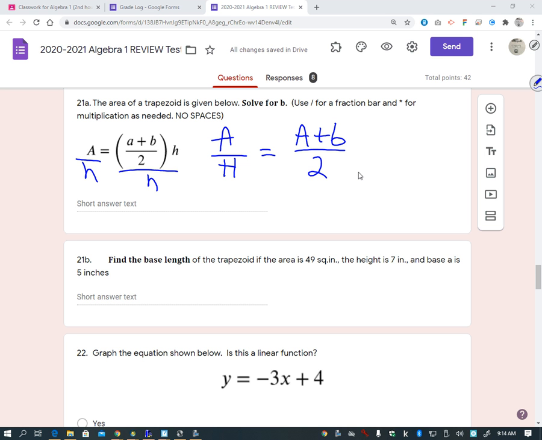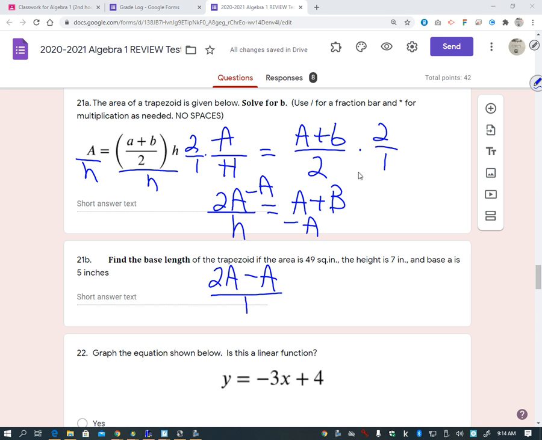How do I move the 2 over? Multiply by 2. Multiply by 2 over 1, right? So that's going to make that 2a over h equals a plus b, right? Okay? What else has to move? The a. Subtract a, right? Subtract a, and that a is in the numerator, so it's 2a minus a over h equals b. Will that simplify? What's 2a minus a? A. So b equals a over h.